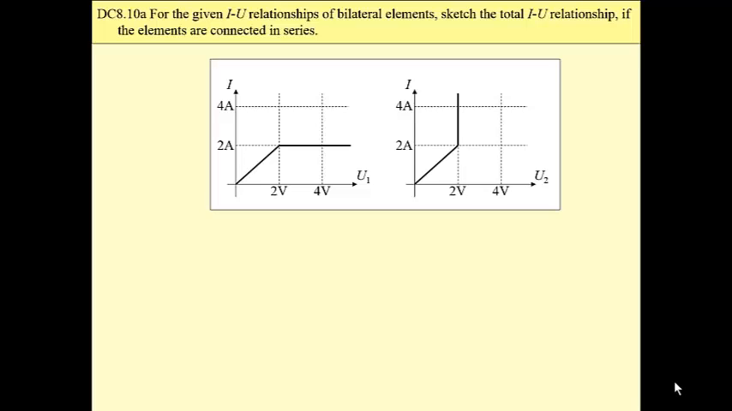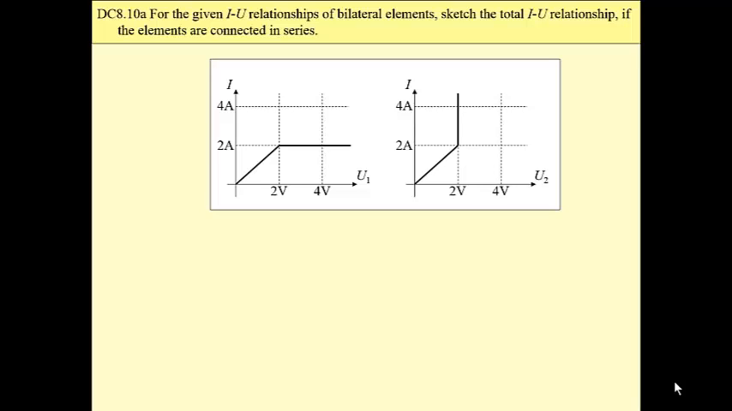We have two nonlinear elements characterized by I-U relationships, piecewise linear relationships, and now our task is to find a total I-U relationship. These elements are connected in series. Then, for the same current, we will add voltages.